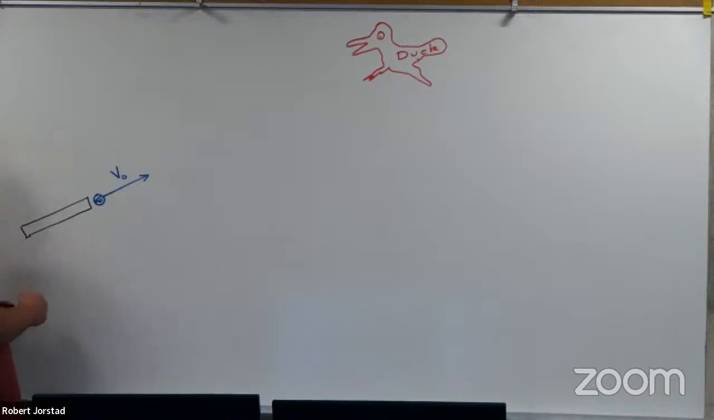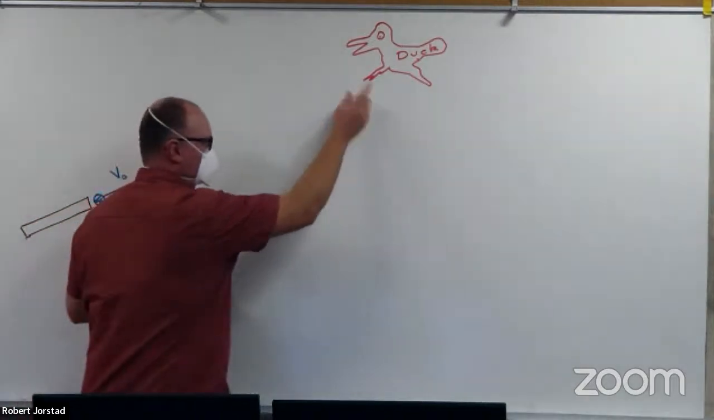So when I was in school, I think it was a blowgun and a monkey. Or whatever. In any event, this is the idea. At the instant the bullet comes out of the gun, the duck is going to let go of the branch.